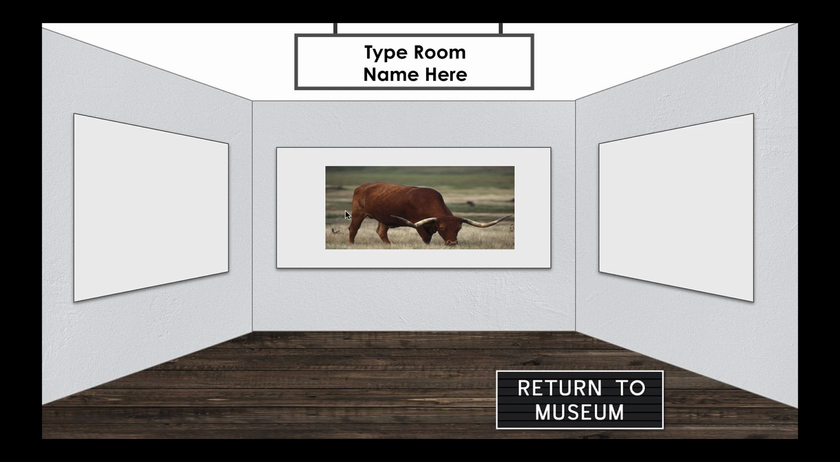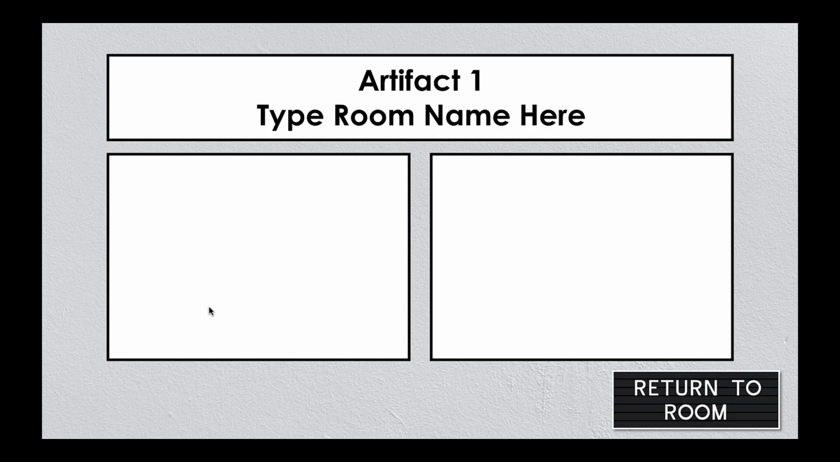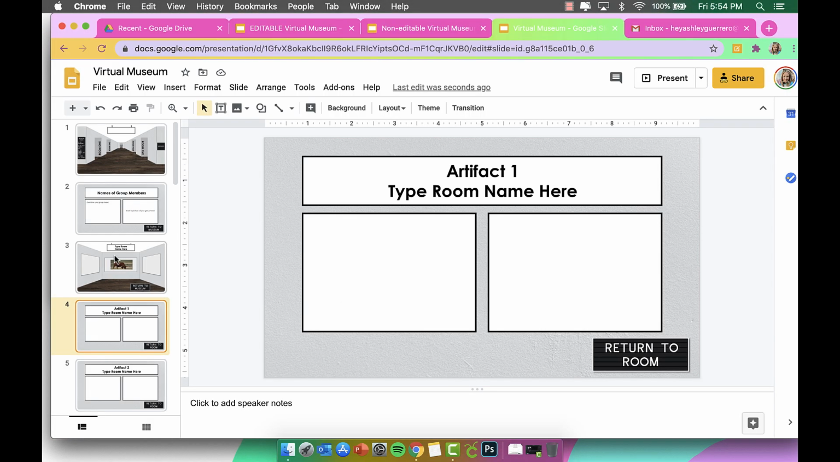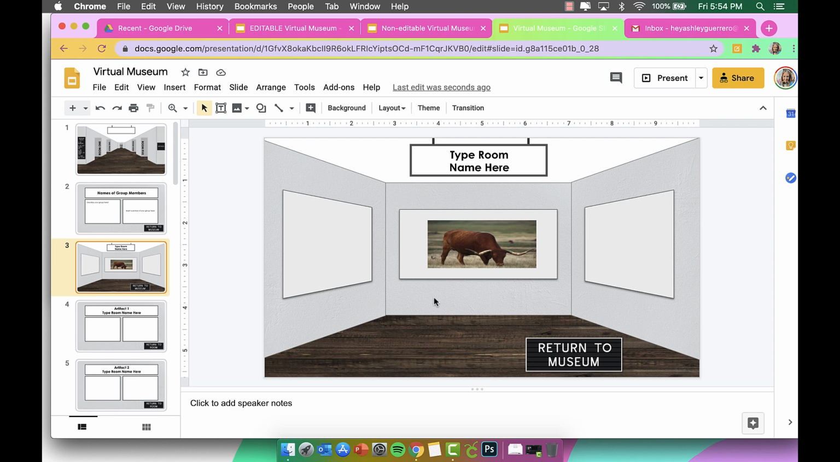All right. So if you don't think your students will be able to figure that out, or if you think it's a little complex, you could always add a text box right here or something that says, click here to go to artifact 1 or click here to go to artifact 2. So that way these aren't the actual clickable links.